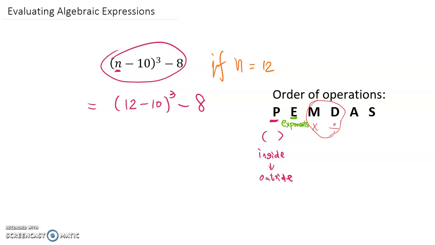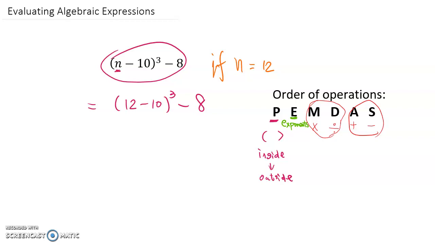Okay, A stands for addition and S stands for subtraction. These two are at the same level. That means if you see addition and subtraction at the same time, you don't do addition first because they're at the same level. You do it from left to right. So that's PEMDAS, the order of operations. So let's apply this to this problem we have.